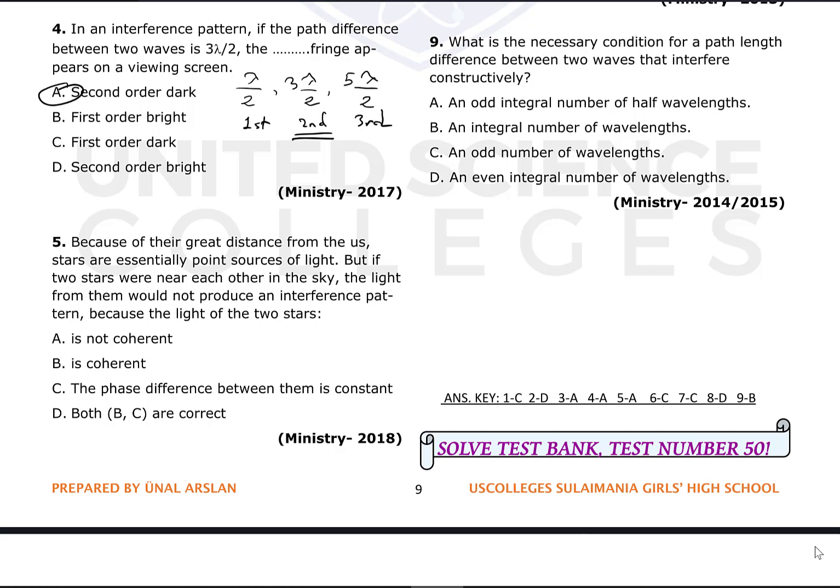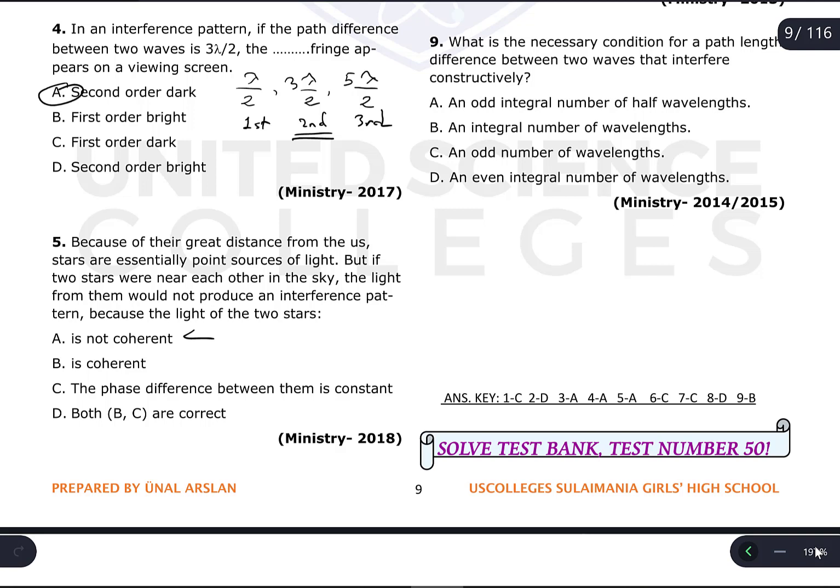Because of their great distance from the sun, stars are essentially point sources of light. When you look at the stars, you see them just like points. But if the two stars were near each other in the sky, the light from them would not produce an interference pattern because light sources are incoherent. So two independent light sources produce incoherent waves, and that's why these waves cannot produce an interference pattern. So not coherent is the correct answer.